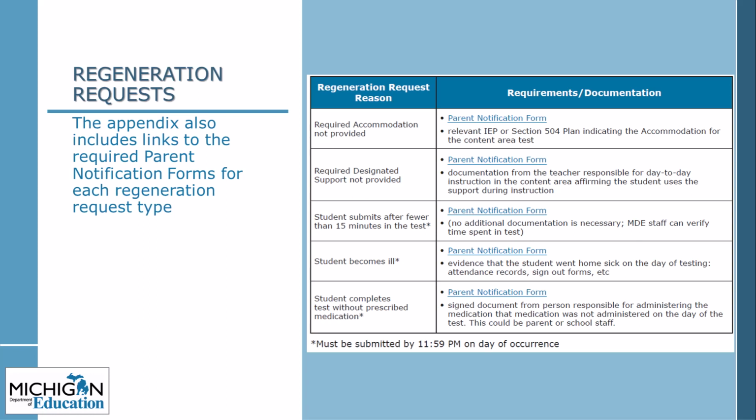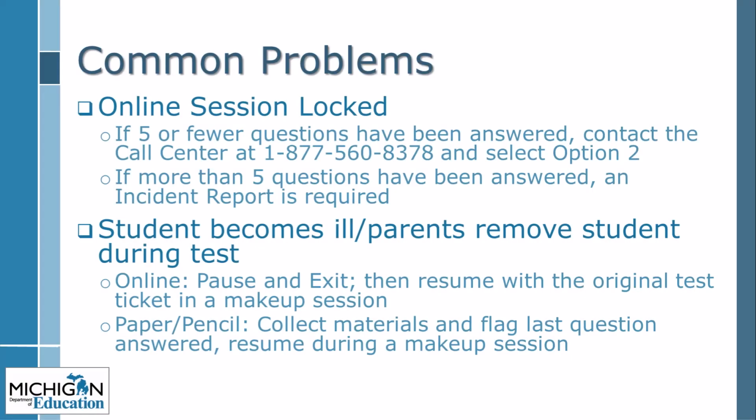Page 2 of this appendix is a table of the allowable reasons for regeneration of the test. This table includes links to the required parent notification forms. Use those forms when submitting the incident report for faster resolution of the report. Those forms are also available on the MSTEP webpage at www.michigan.gov/mstep.